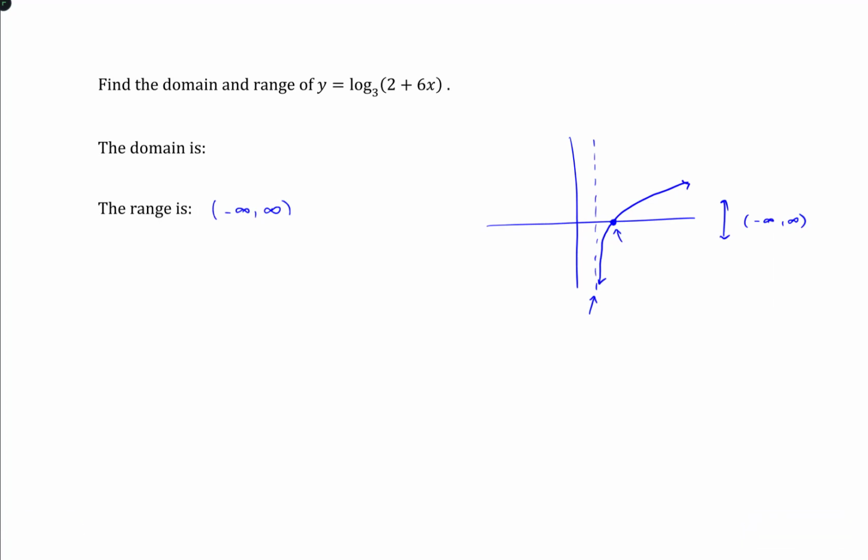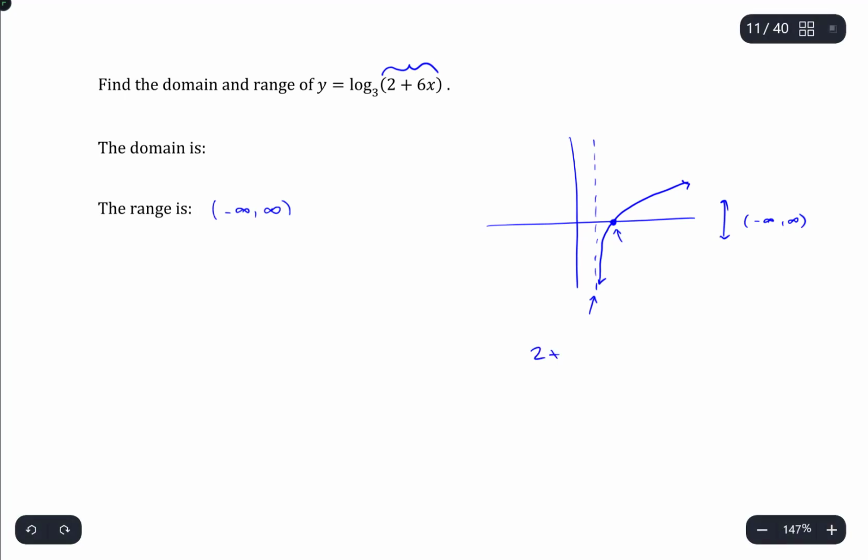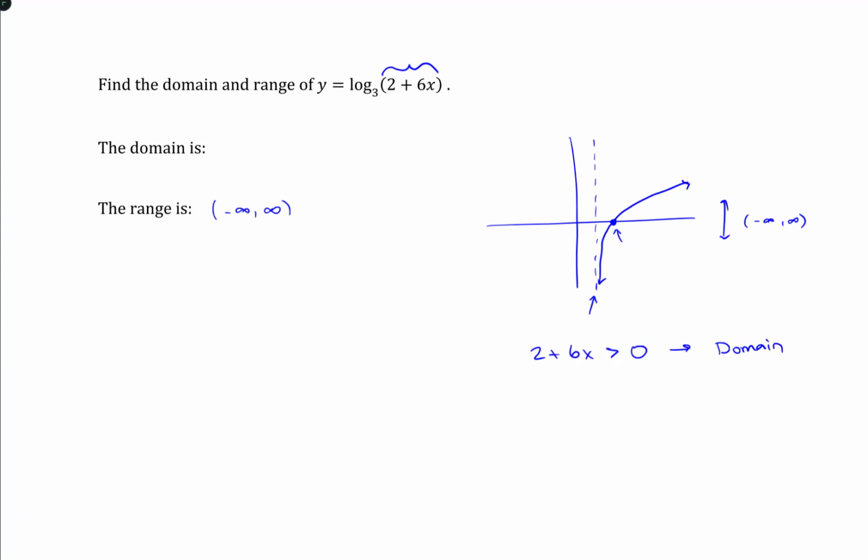So how do we determine exactly what that is? Well, it comes down to this argument. Effectively what we want is to take that logarithm's argument and set it greater than 0. And this right here is going to solve for the domain. That's really all we need to do, because this part could solve for us where that asymptote is.